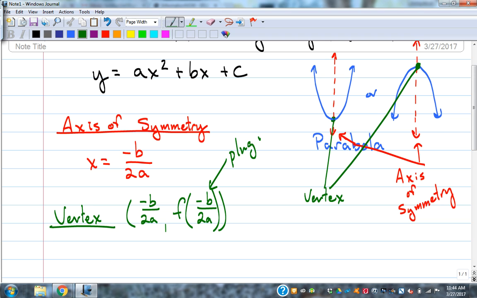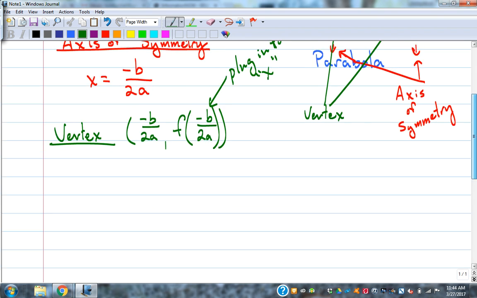Plug in for x and work it out. We're going to get a y value out of that. So we're going to do an example or several about this. But just simple arithmetic is basically what we're doing today. We're just getting our numbers from a quadratic.